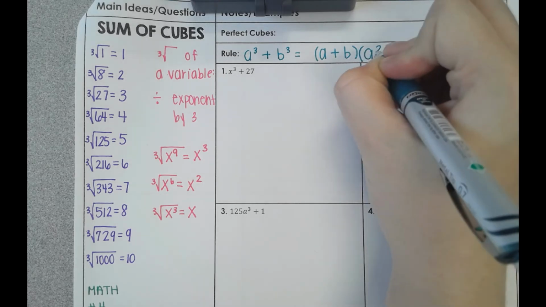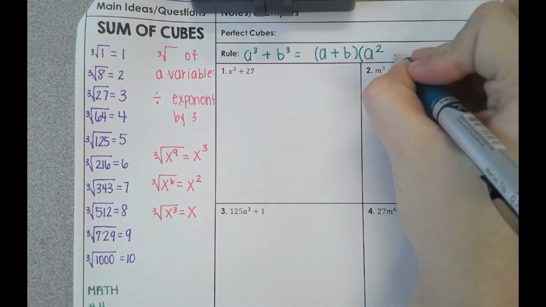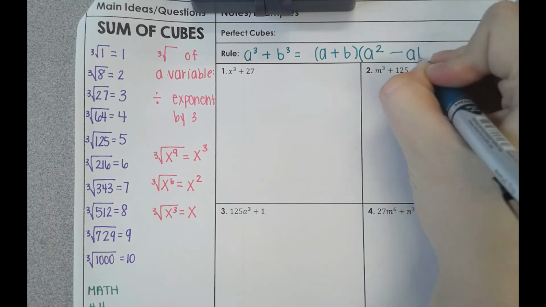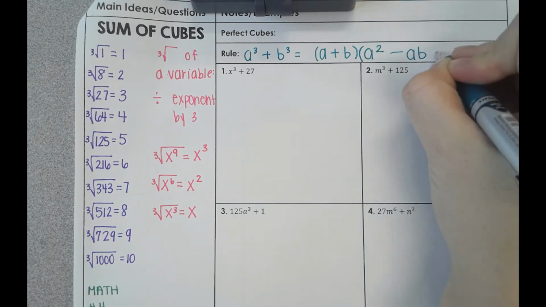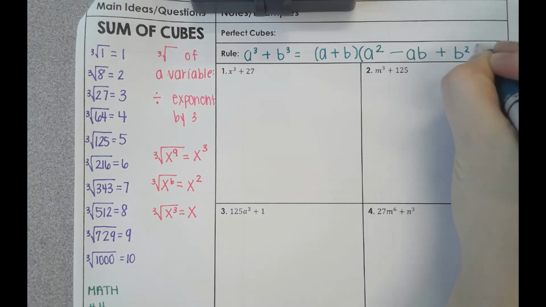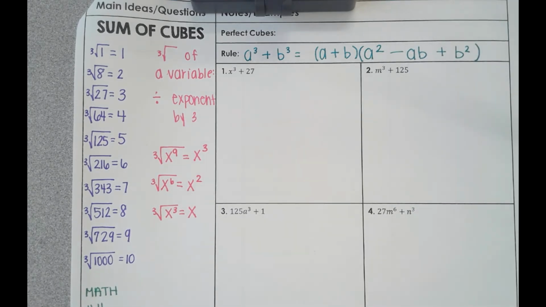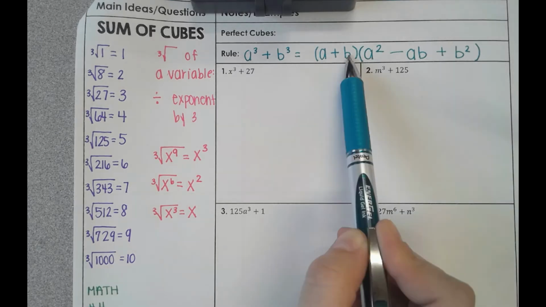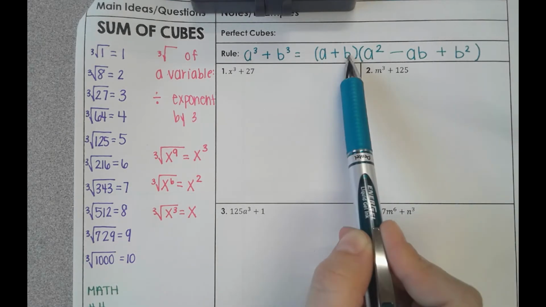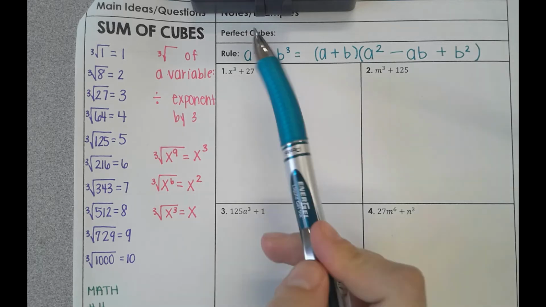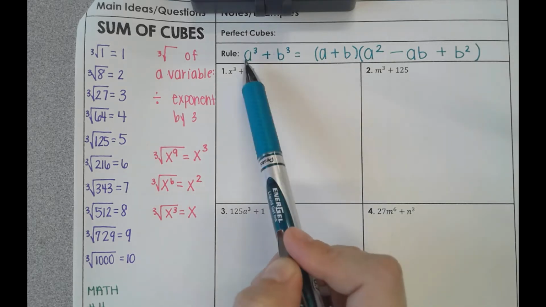It's a squared minus ab plus b squared. Every time we're going to refer back to that formula. To find the a and the b, you take the cubed root of each part.